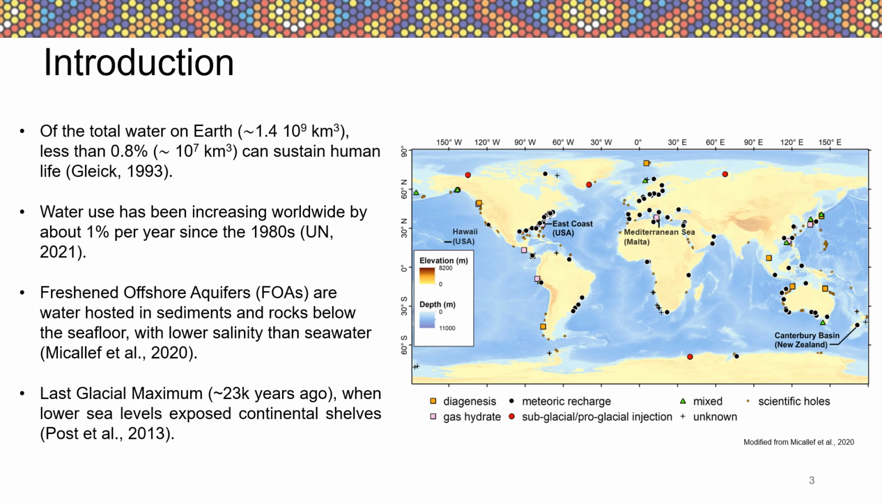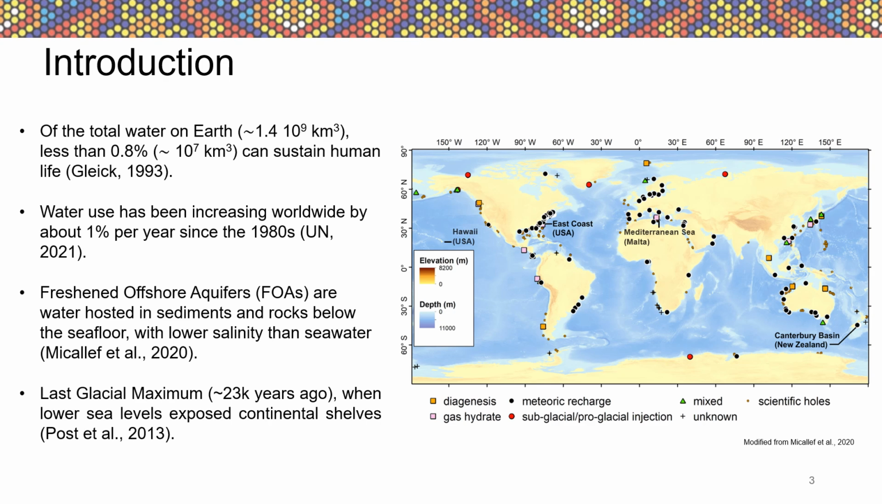However, what is a FOA? Well, it is water hosted in sediments and rocks below the seafloor with lower salinity than seawater. They were mostly formed during the last glacial maximum around 23,000 years ago, when lower sea level exposed continental shelves. Here in this figure, we can see some occurrences detected around the world.